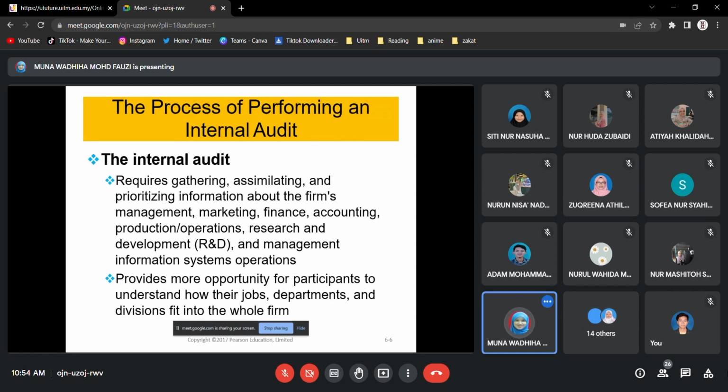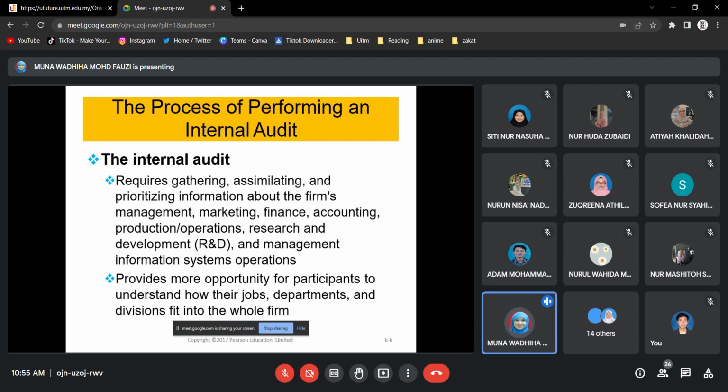Or operation, R&D, management information system operation. So internal audit also provides more opportunity for participants to understand how their jobs, department, and division fit into the whole firm, right? So from this definition, we can classify internal audit.